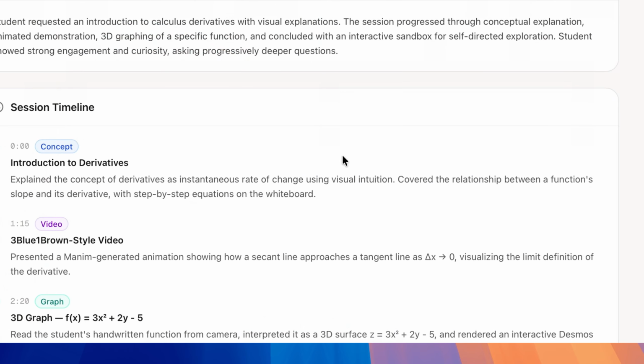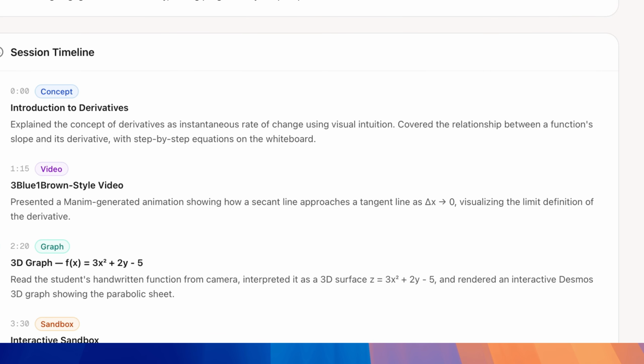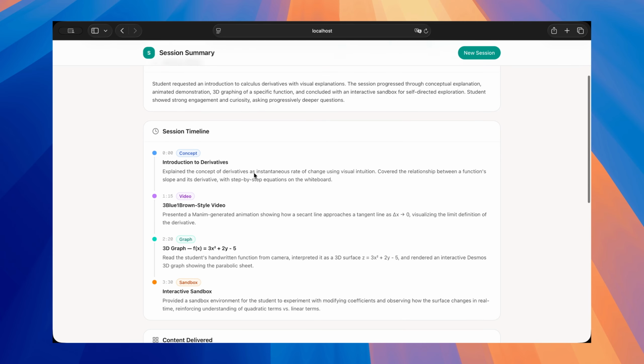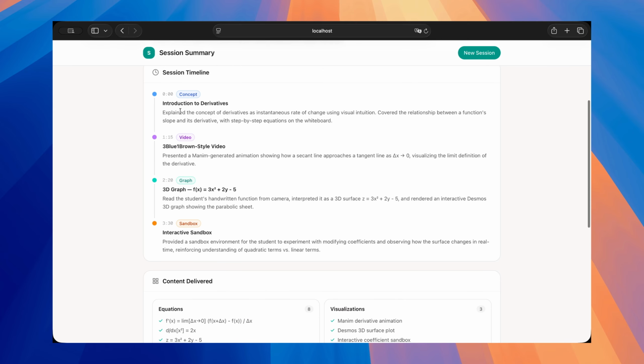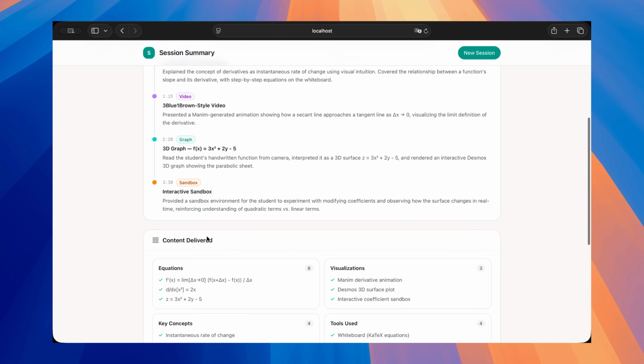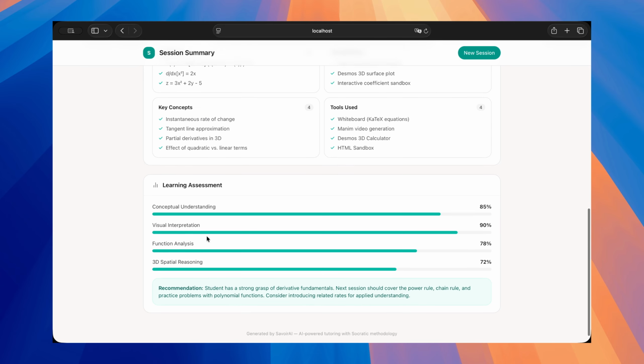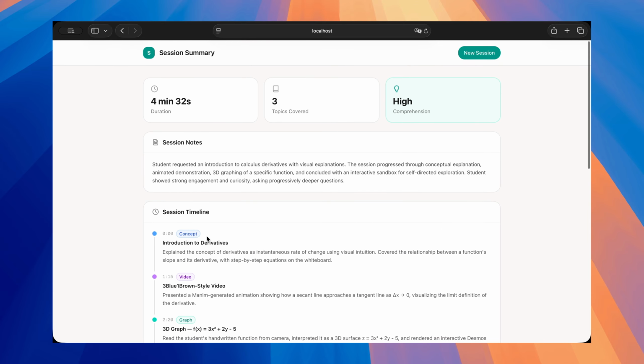I'm going to end this call. So also at the end of the call, we'll have some kind of summary about how the call went. So we had the Manim style videos, the introduction to derivatives, the graph that I showed, and then the interactive sandbox. It shows you what it did. So that could also be something that the parents can look at.